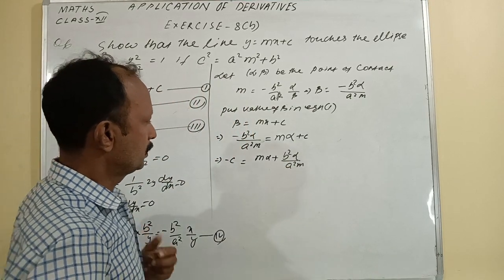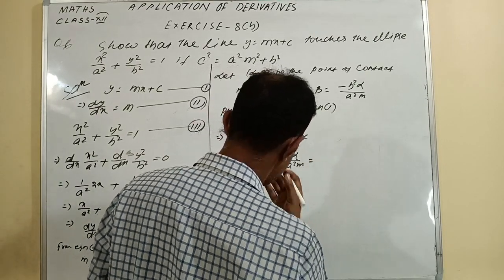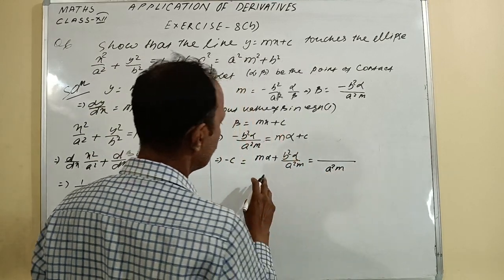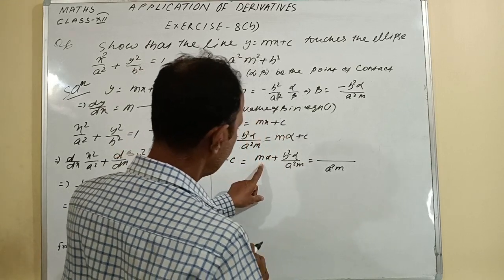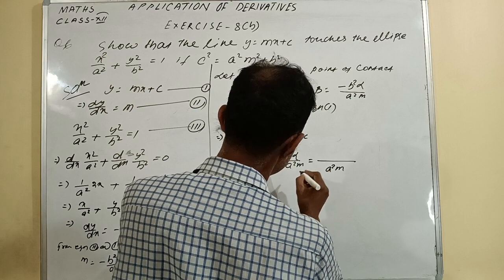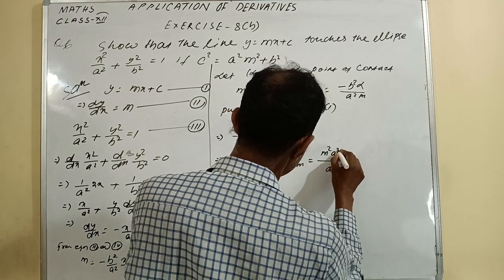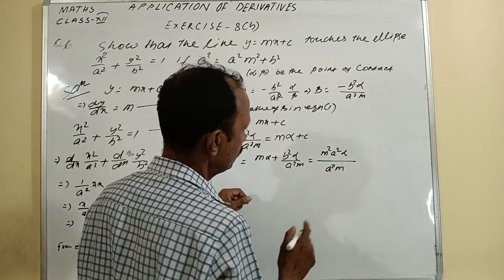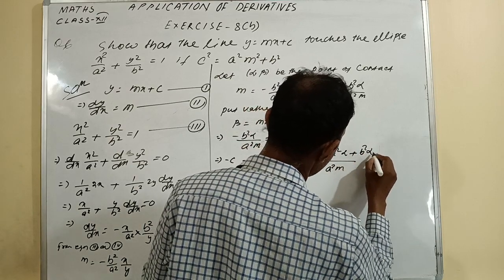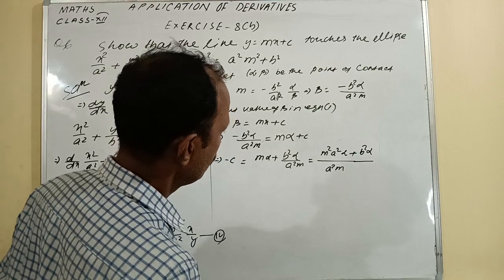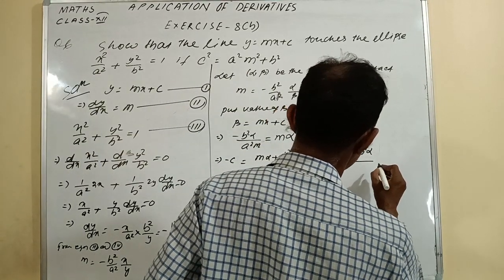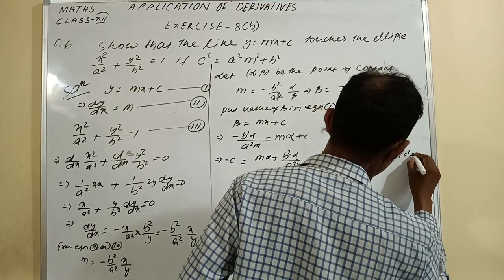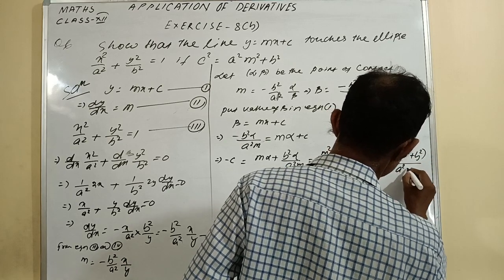Okay. This is equal to, I can take common a² m. Okay, a² m. So what will be this one? This is m² a² alpha, m a², so m² a² alpha plus b² alpha. Clear? So if I take the common alpha, then what will become? (m² a² + b²) divided by a² m.